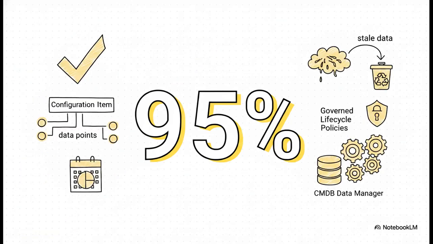On top of that, you should be aiming for at least 95% on both required field completeness and owner attestation completion. What does that mean? It means that every single quarter, data owners are physically verifying the accuracy of their CIs. If data gets stale or orphaned, it gets handled properly through governance lifecycle policies using the CMDB data manager. You don't just go in and randomly delete records.